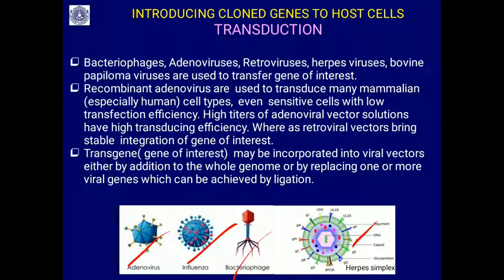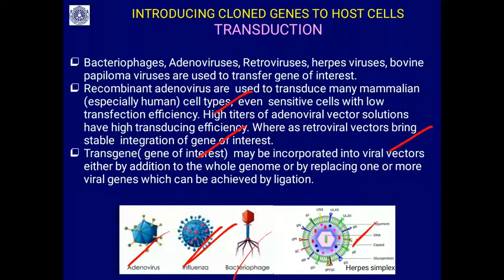These recombinant adenoviruses are used to transduce many mammalian cell types, such as hepatocytes, or liver cells, neurons, and muscle cells. Gene transfer can be done efficiently to all these cells using recombinant adenoviruses. High titers, that is a high amount of adenoviral vector solution, have high transducing efficiency, whereas retroviral vectors bring stable integration of the gene of interest. That is why several viral vectors have been developed. Adenoviral vectors can introduce our gene of interest to different cell types, whereas retroviral RNA viruses can bring stable transfection or stable integration of the gene of interest.